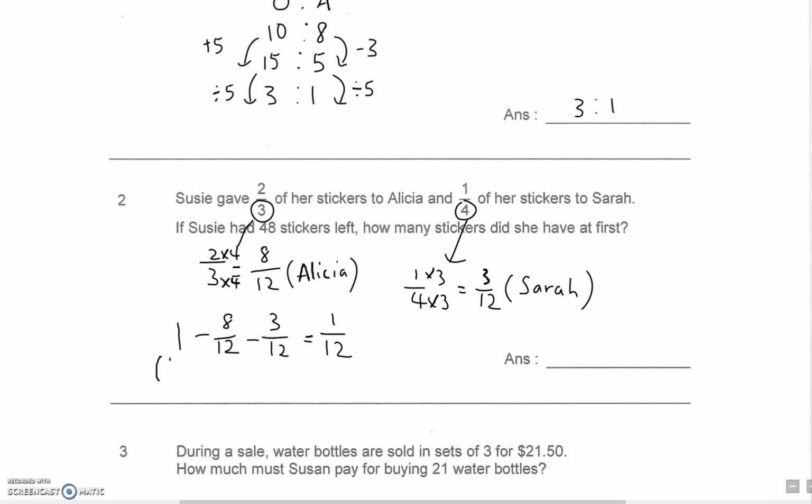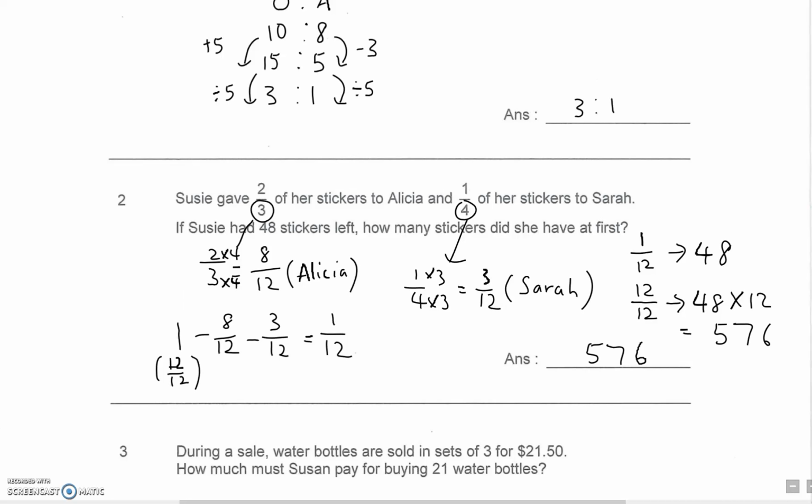Okay, 1 whole is the same as 12/12. So 12/12 minus 8/12 minus 3/12 gives you 1/12. And this 1/12 you have been told is what is being left. And this 1/12 is 48. Question is asking how many stickers did she have at first, which means she started off with 12 full units. So how did 1 unit, 48, become 12 units? 48 multiplied by 12 will give you the answer, 576 at first.